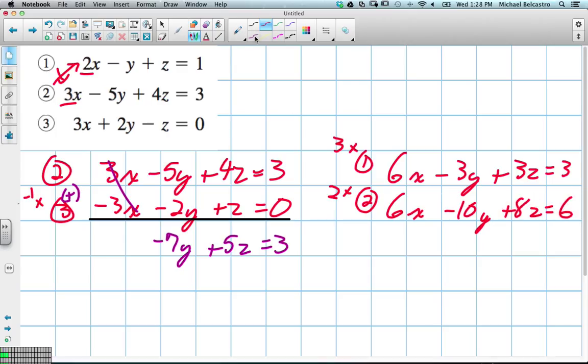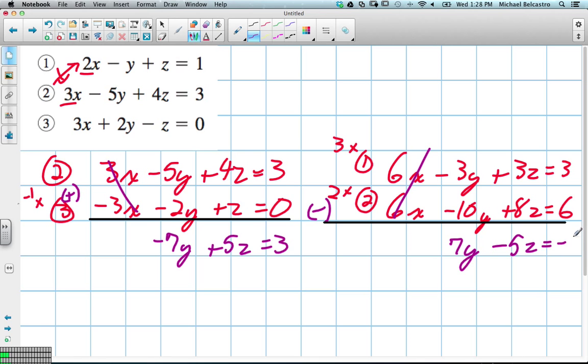Now, I forgot to multiply by a negative, which is fine. We'll just subtract these two equations to eliminate the x. Okay. So we'll subtract these two equations. These cancel out. This becomes positive 7y. This becomes negative 5z. And this becomes negative 3. Okay. So here's our equation 4 and our equation 5 in this case.